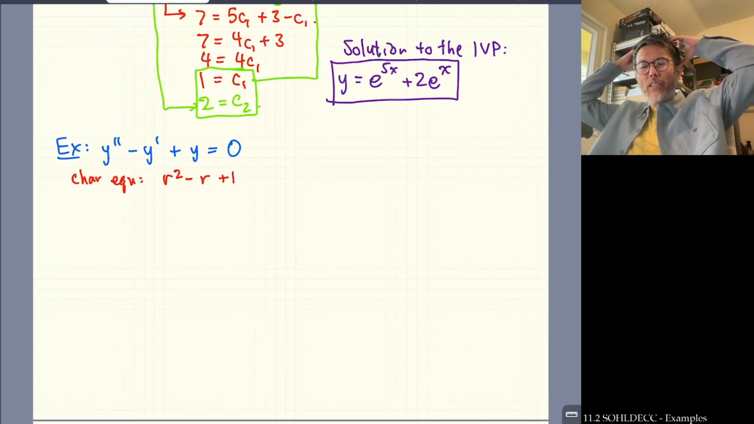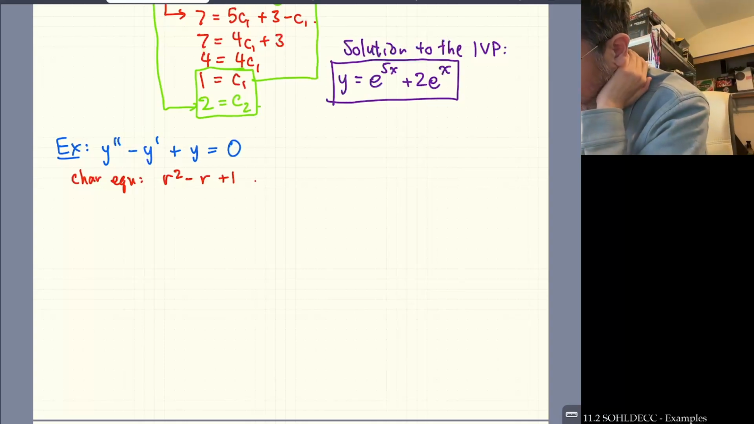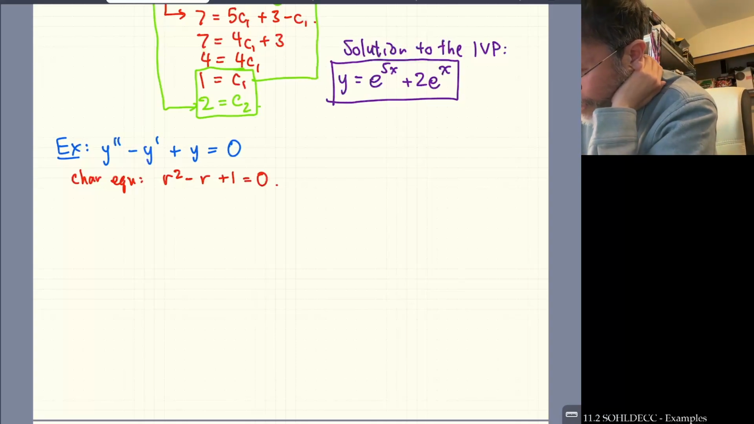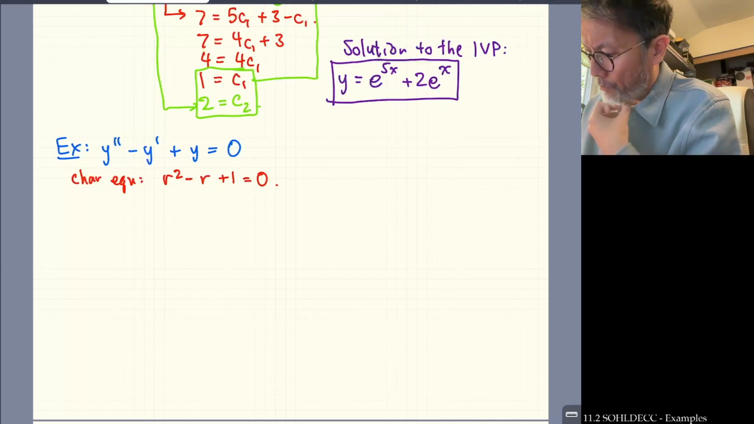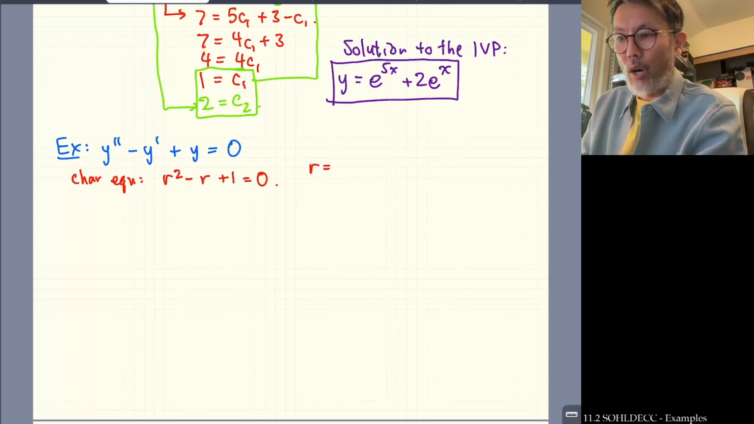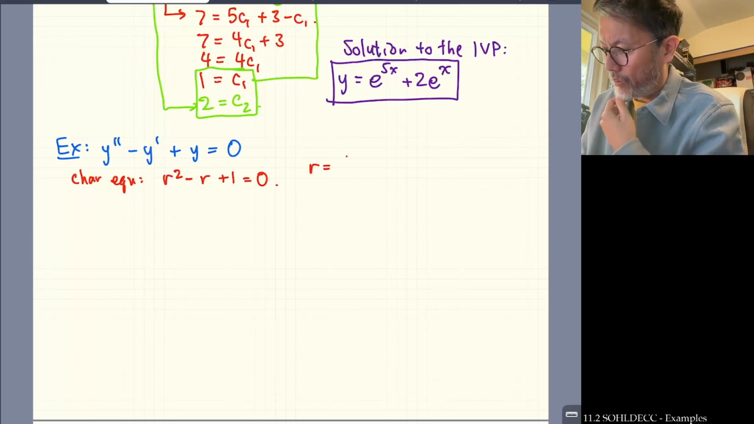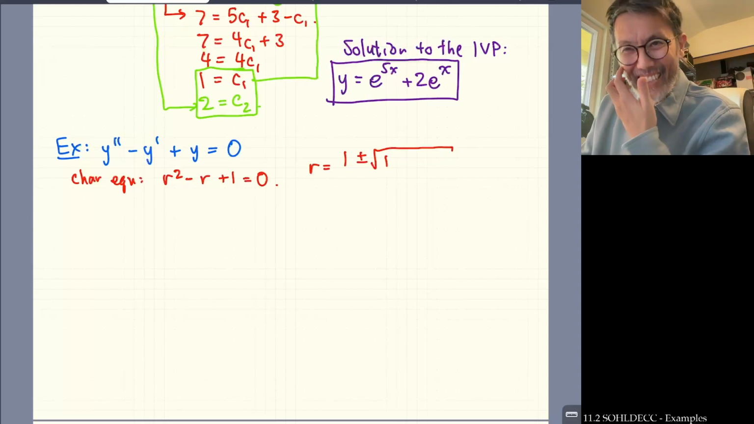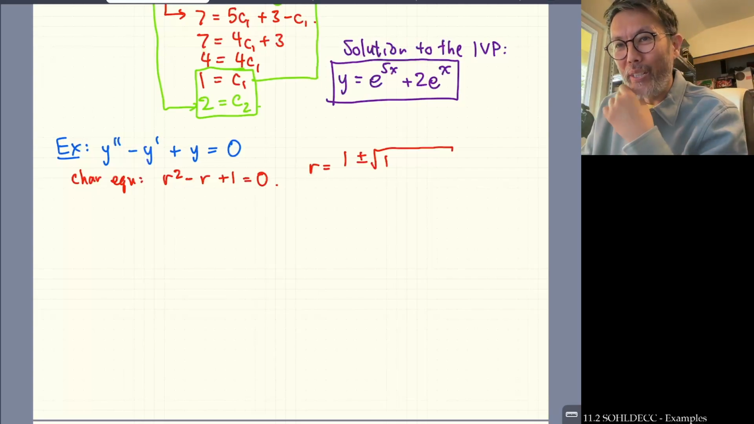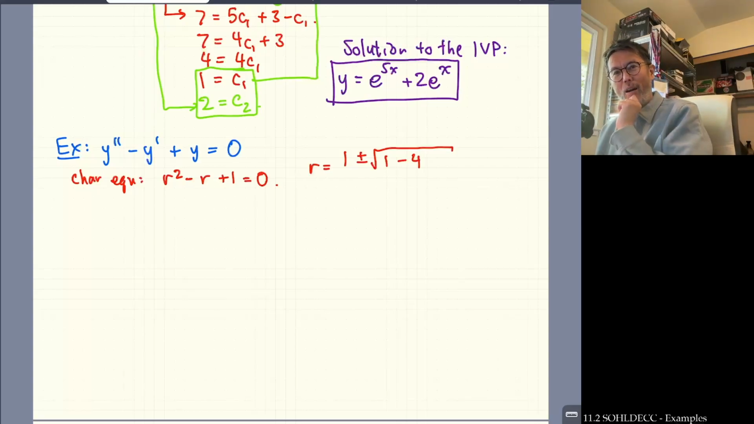I don't know, I'm a little scared. Is this going to be complex roots? I don't know, we'll see. Equals 0. In which case, we should probably use the quadratic formula for solving this one. We get that r is equal to negative, so what's playing the role of b here is negative 1, so negative negative 1, which is 1, plus or minus the square root of 1 squared, which is 1, minus 4 times 1 times 1. So that's minus 4. So the problem here in this example is that I'm going to get complex roots.